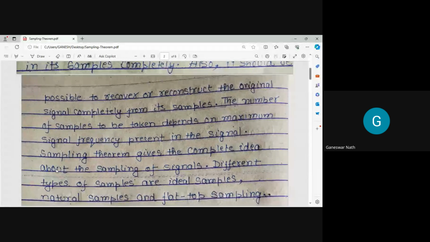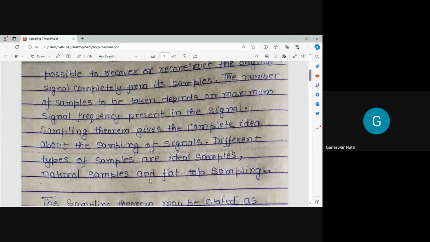And different types of samples are ideal samples, natural samples, and flat top sampling. So these are the different signals that may appear in a processing.